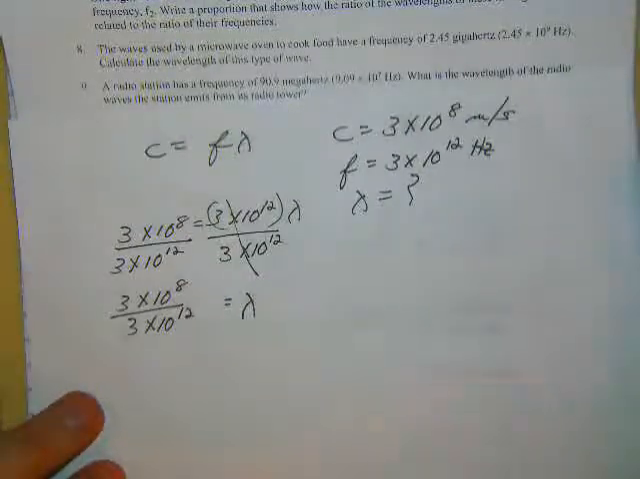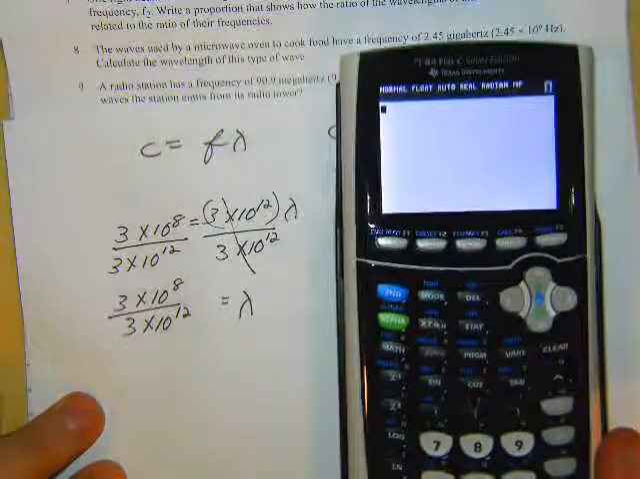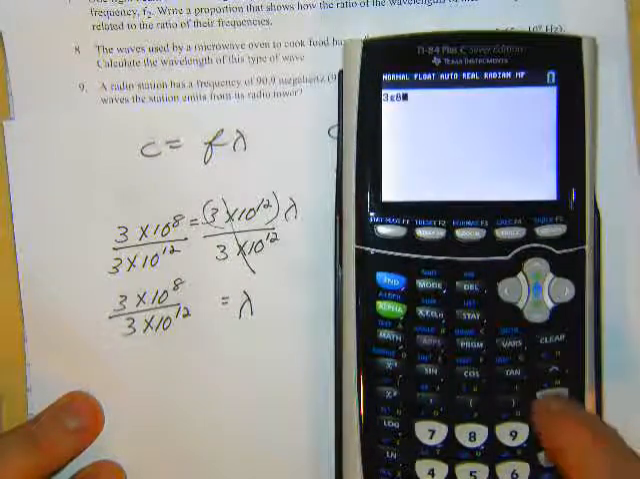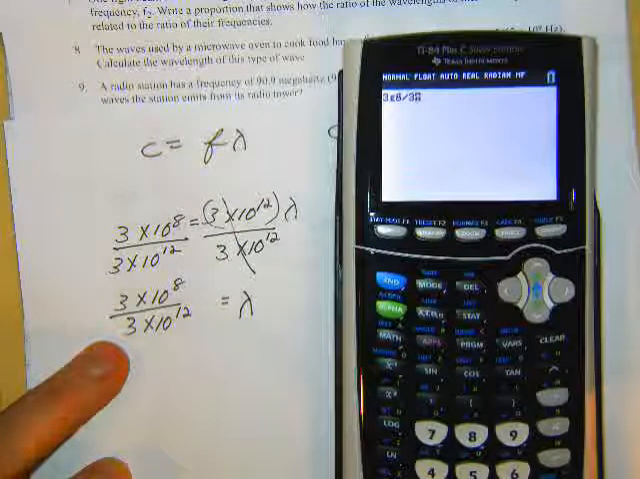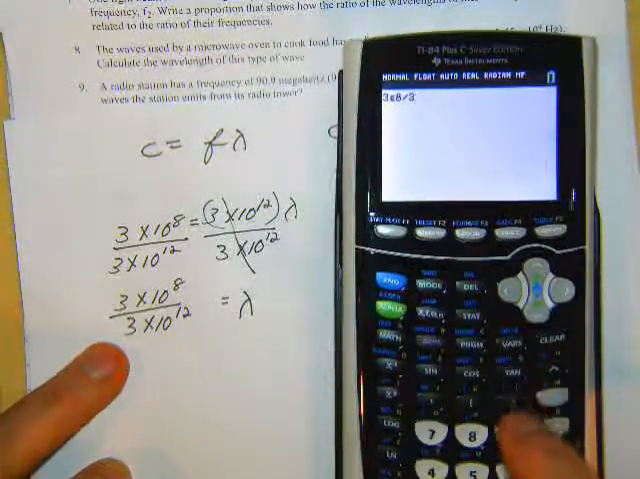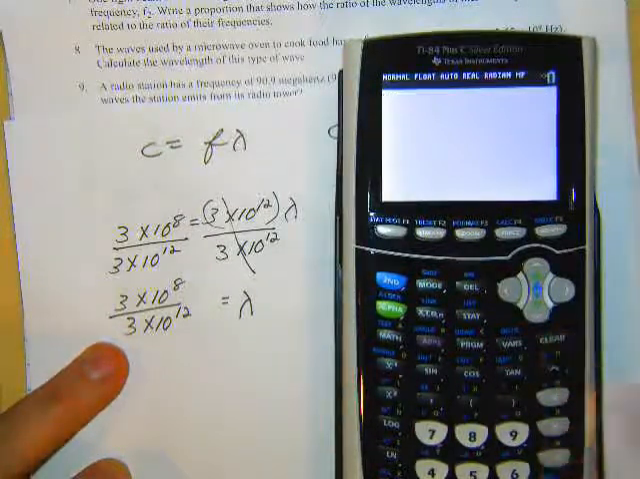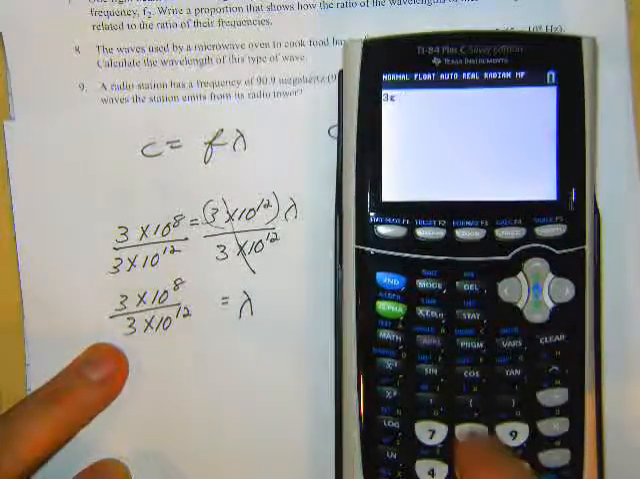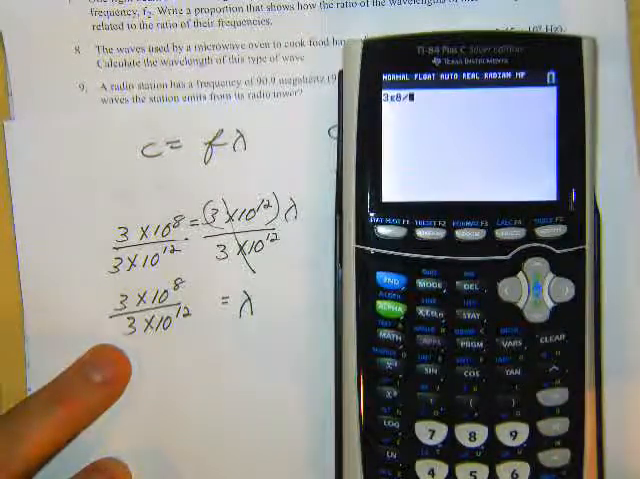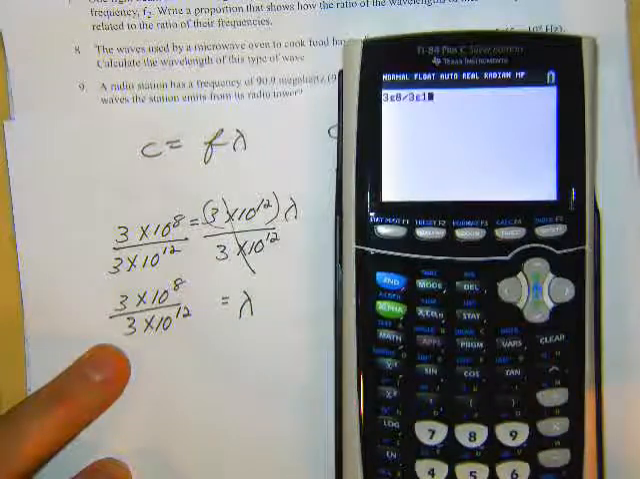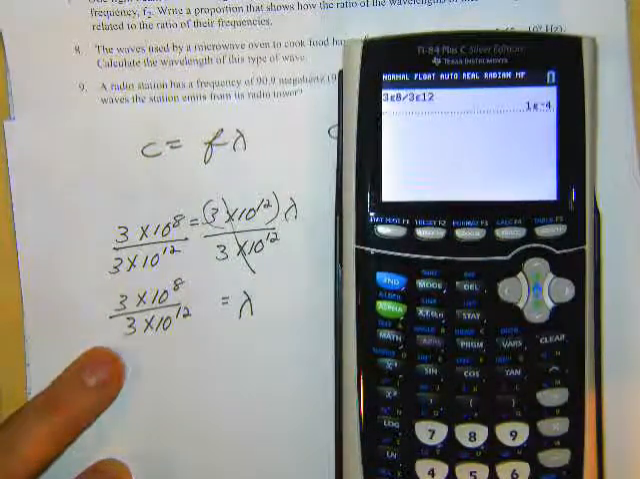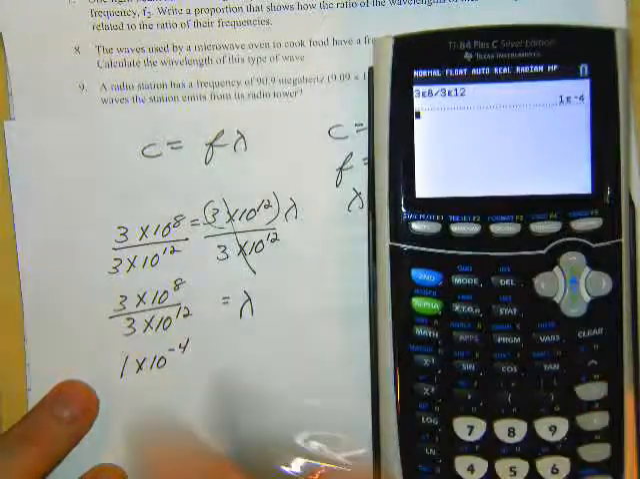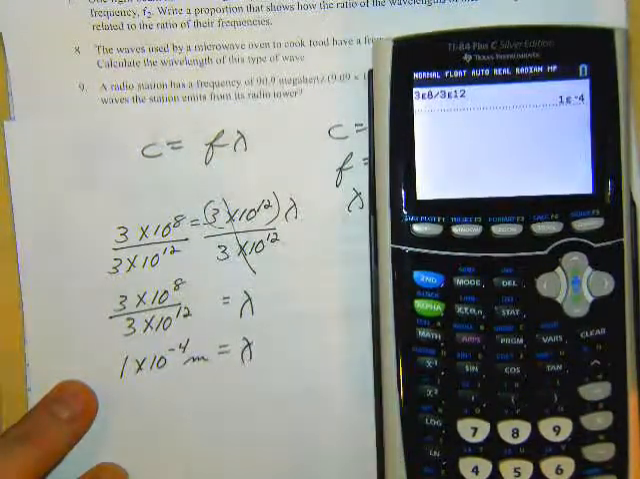Well, we can go ahead and use our calculator again. Let me turn it on. Oh, I think I screwed up. Let's go back and do that. So we go 3, second EE, to the 8th, divided by 3, second EE, to the 12th. And we get 1 times 10 to the minus 4th, and we're looking at meters, and that is our wavelength.